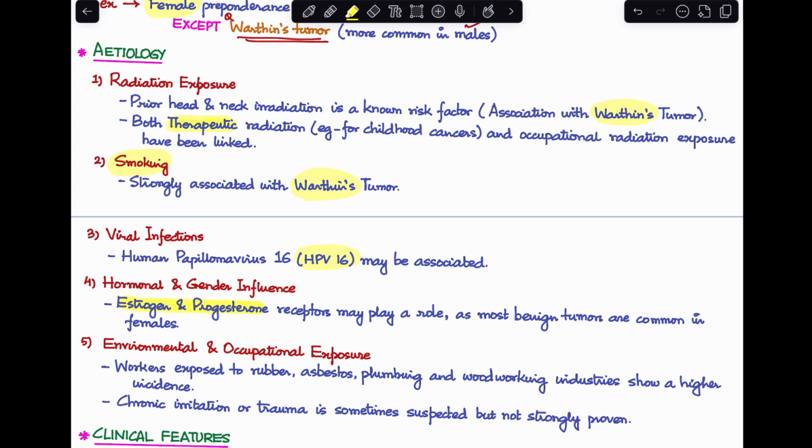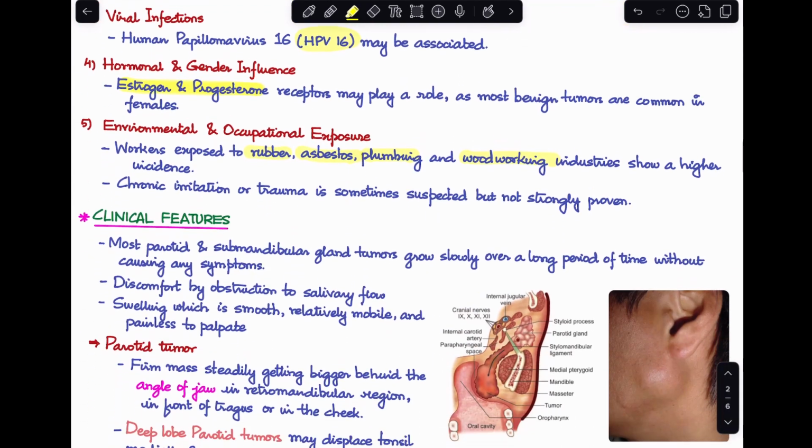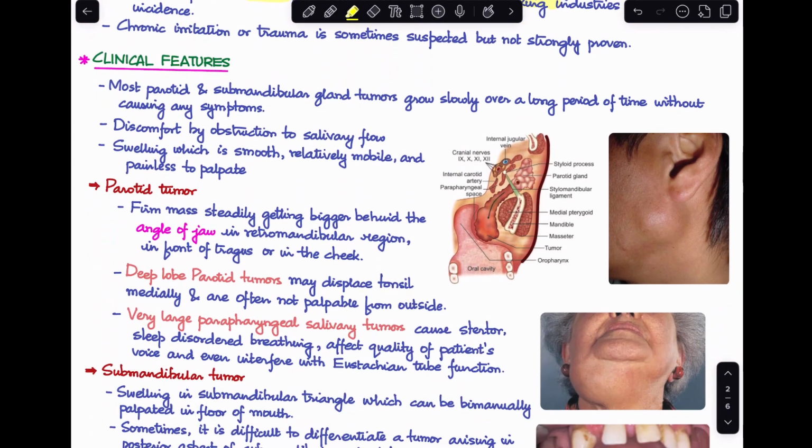And lastly, maybe there is some environmental and occupational exposure, like workers who are exposed to rubber, asbestos, plumbing, even woodworking industries, they have been shown to have a higher incidence. And chronic irritation or trauma is sometimes suspected, but this association has not been strongly proven. So, these are all the various factors that could be a causative agent in causing a benign salivary gland tumor. Now that we know that, let's move on to discussing the clinical features.